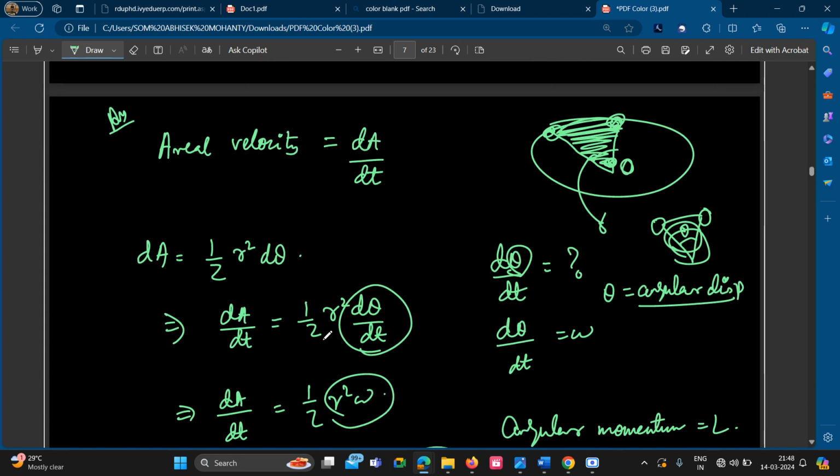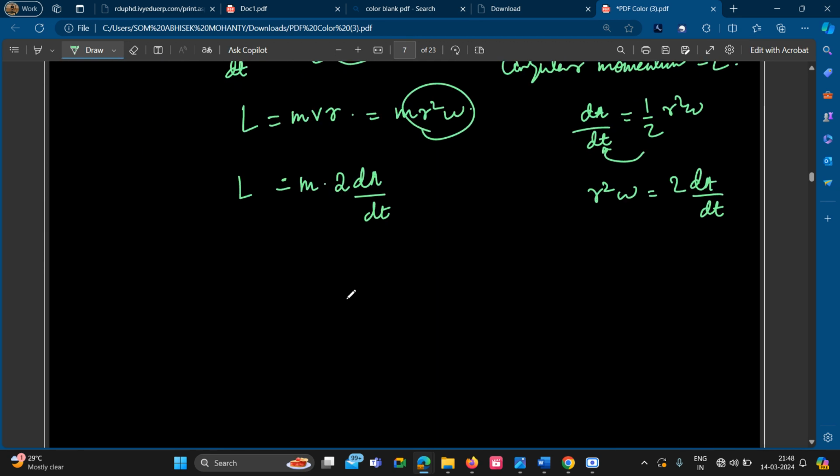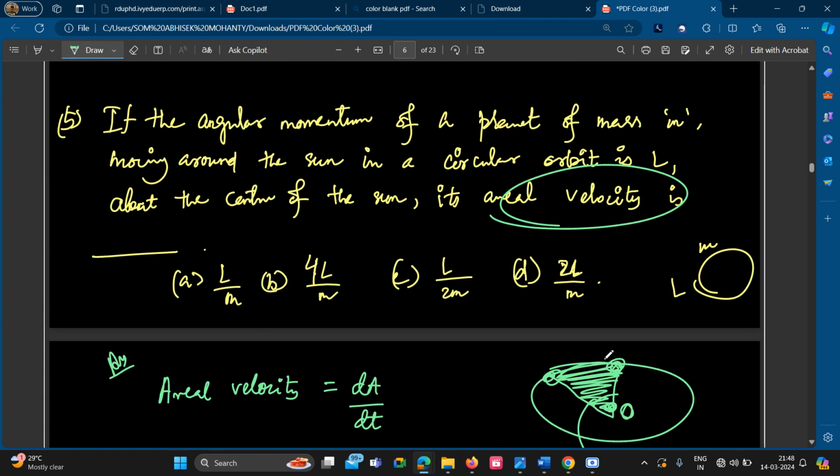We need the areal velocity, right? Areal velocity is dA by dt. So everything else you just take to the other side. So L by 2m is equal to dA by dt. So your areal velocity is equal to L by 2m, which is our answer. This is in option C.